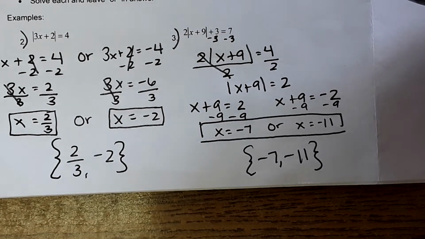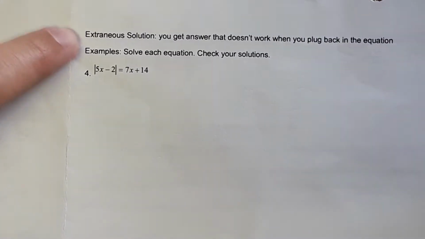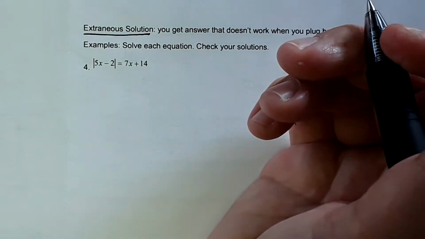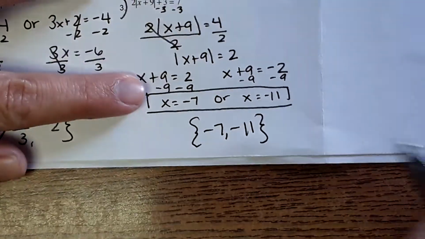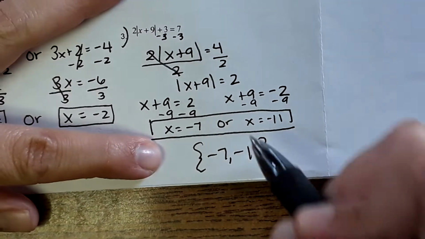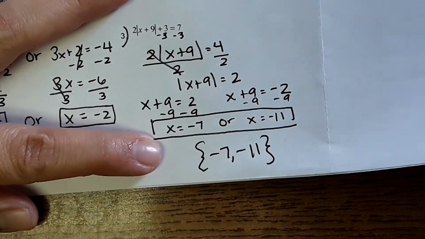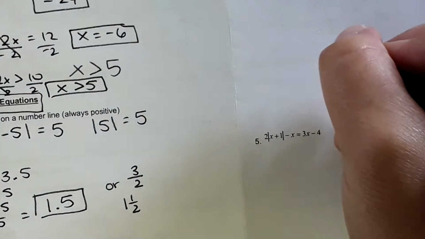So, for the next page, now we're going to look at extraneous solutions. What this means is sometimes when you get these two answers, if you plug it back in, it won't actually work. So then you have to throw one of the answers out. So this is a little bit more work.